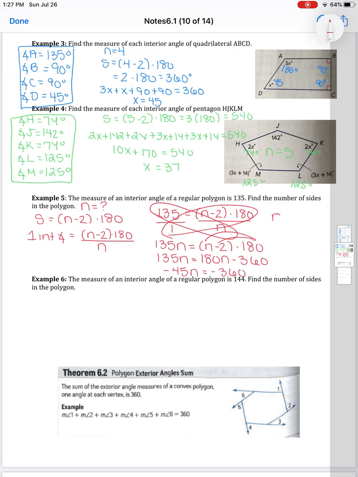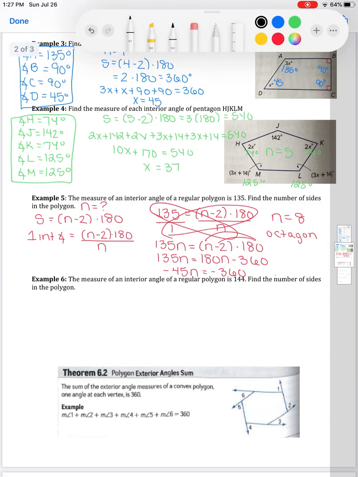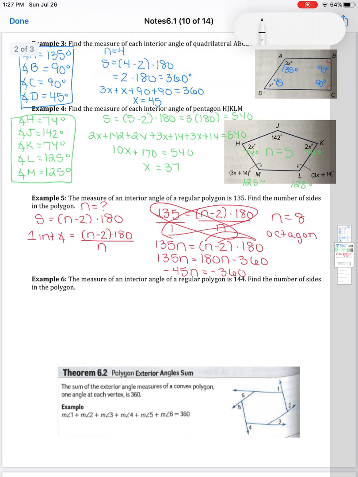Now, I don't like the fractions, so I'm going to put the 135 over 1 and cross multiply. So 135 times n is 135n, and then n minus 2 times 180 is just going to stay. Now I'm going to distribute that 180 to both of those terms in the parentheses. So I get 180n minus 360, and now it just comes down to solving the equation out.